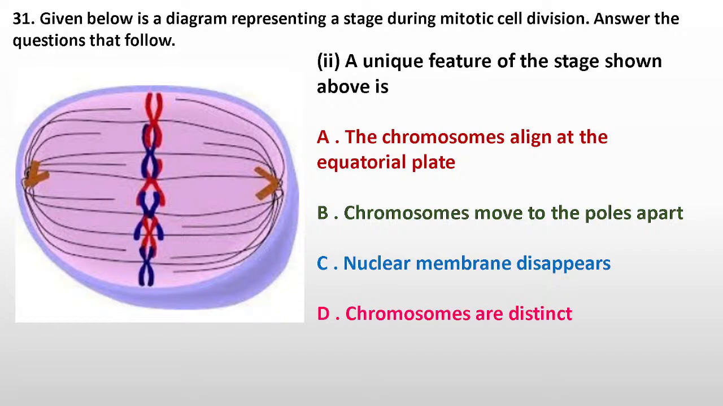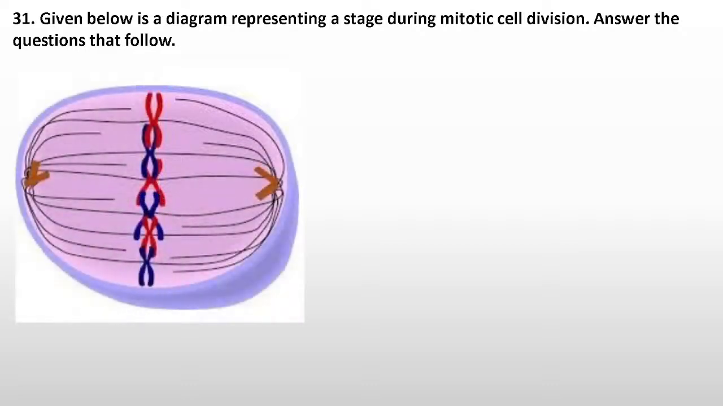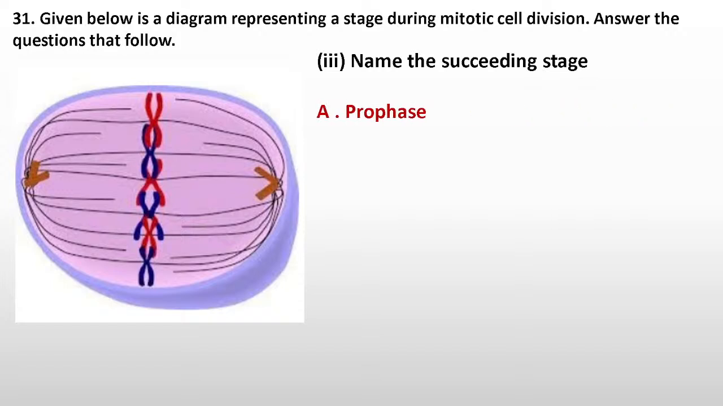Answer me fast for question number 31, sub question 2. The perfect answer for this question is A. I've already given you a hint in this. The chromosomes align at the equatorial plate, that is the center of the cell. Going again, the same image, and now the question asked is name the succeeding stage. And your options are A. Prophase, B. Anaphase, C. Telophase, D. Interphase.